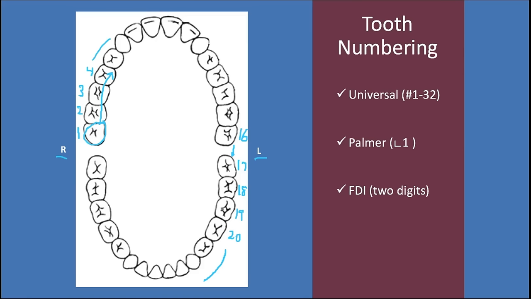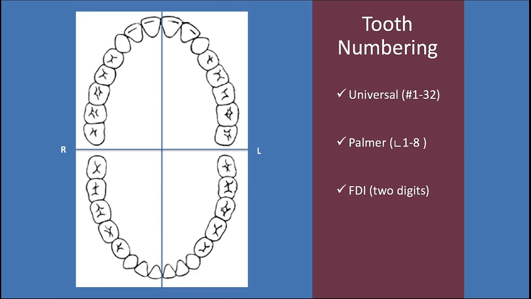So the upper right third molar is always tooth number 1, the upper right central incisor is always tooth number 8, and so every tooth has a predetermined number from 1 to 32. For the Palmer notation, we break the mouth into four distinct quadrants. The vertical line straight down the center of the mouth is called the midline. This horizontal line is simply separating the maxilla and the mandible.